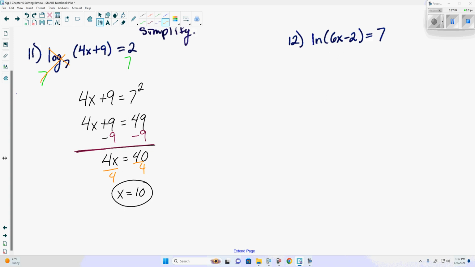If it works out and simplifies nicely, simplify it. If it doesn't, leave it in exponential or logarithmic form. Does that make sense? Let's look at the next one.